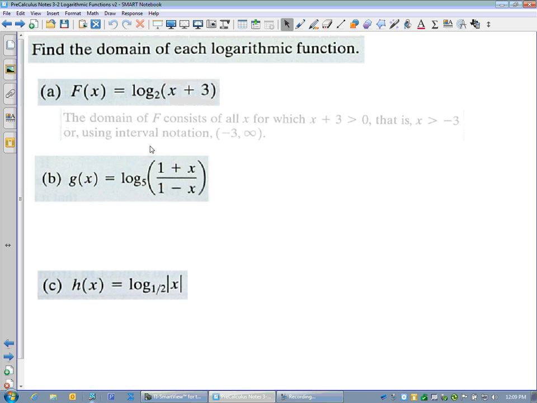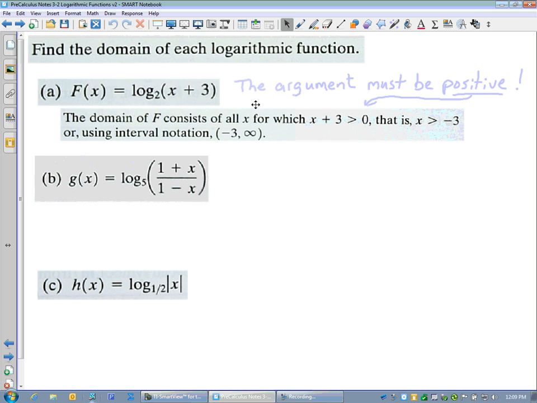So this solution is pretty straightforward. Our domain will be all values of x for which the argument here is positive, and greater than 0 means positive. So to reiterate, the argument must be positive. So x plus 3, which is the argument, is greater than 0. Then subtract 3 from both sides. You get x is greater than negative 3. Or in interval notation, you have the interval from negative 3 to infinity. So that would be our domain for this function.